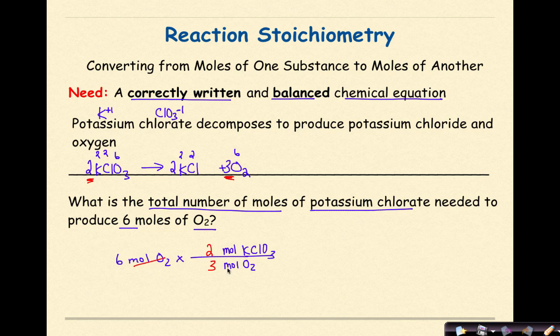Moles of O2 cancels moles of O2. 6 times 2 is 12. Divided by 3 is 4. My final answer here is 4 moles of KClO3. No gram formula masses, but what I do need is a correctly written and balanced chemical equation.